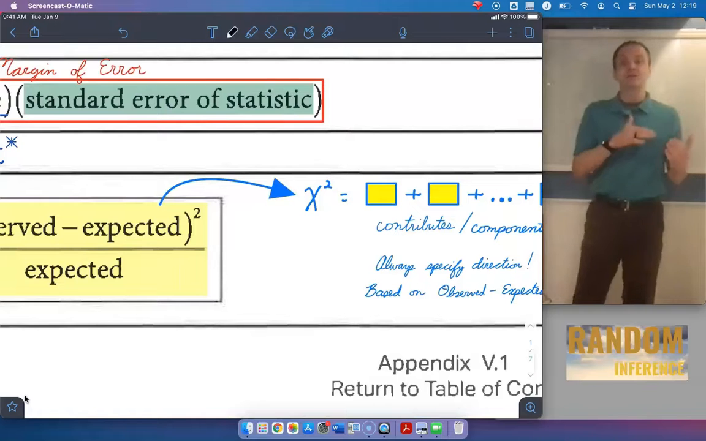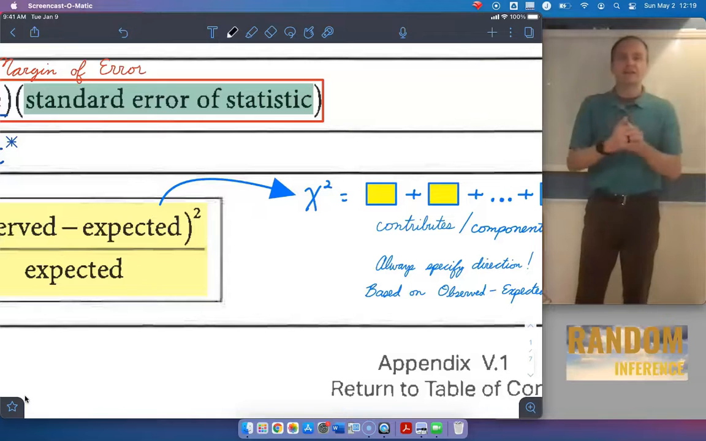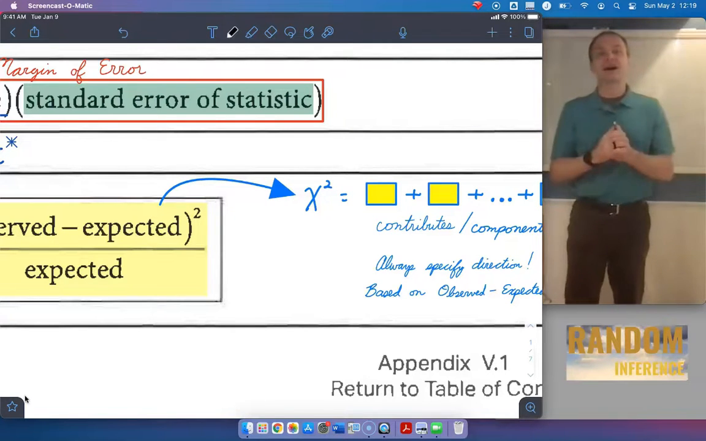So we have to go back to the general plugging in to see, wait a minute, here's what we got for the contributor. Which one? Is it below what we expected to see, or is it above what we expected to see? So again, always specify direction.